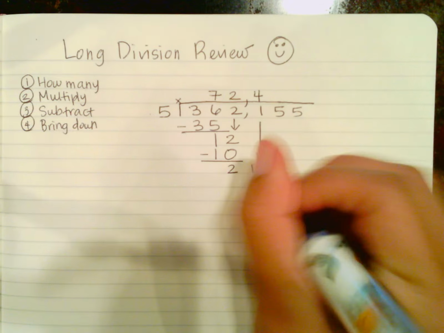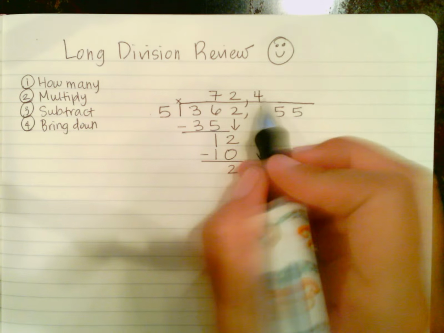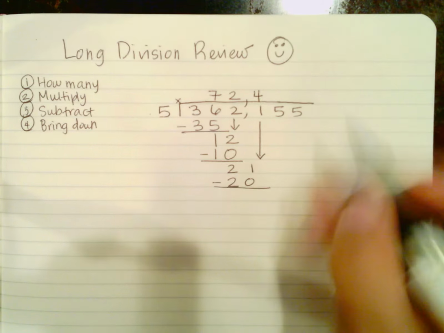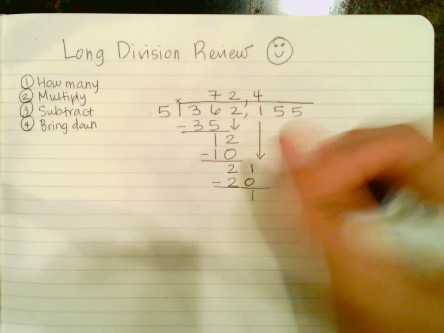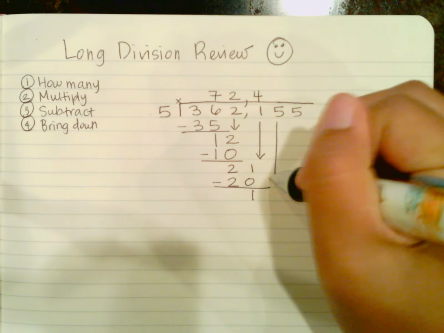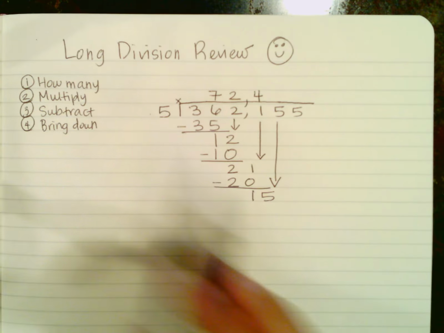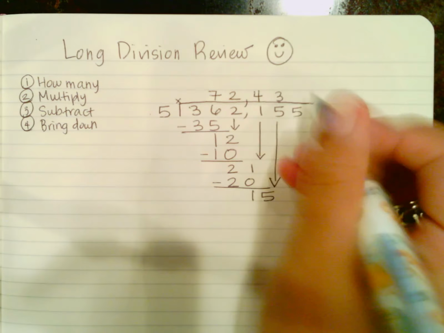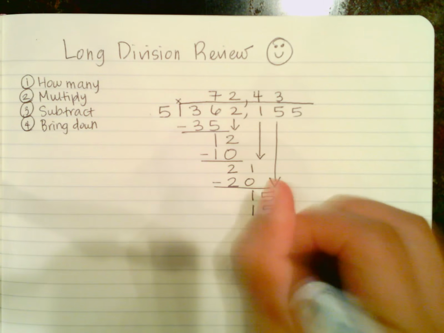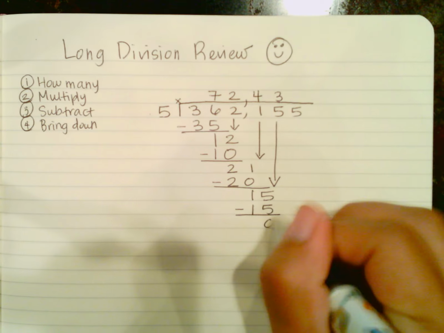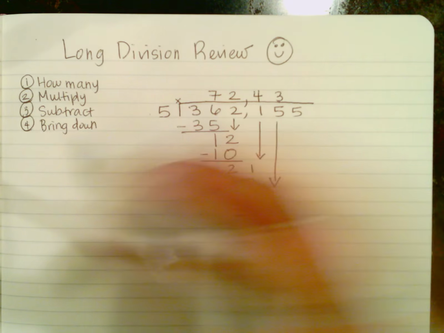Okay, so we said how many times does 5 go into 21? That's 4. Second step, multiply. 4 times 5 is 20. Third step, subtract. 1, and that's 0. Fourth step, bring down. Now we start again. How many times does 5 go into 15? That's 3. 3 times 5 is 15. Step 3, is subtract. That's 0 and 0. Step 4, bring down.